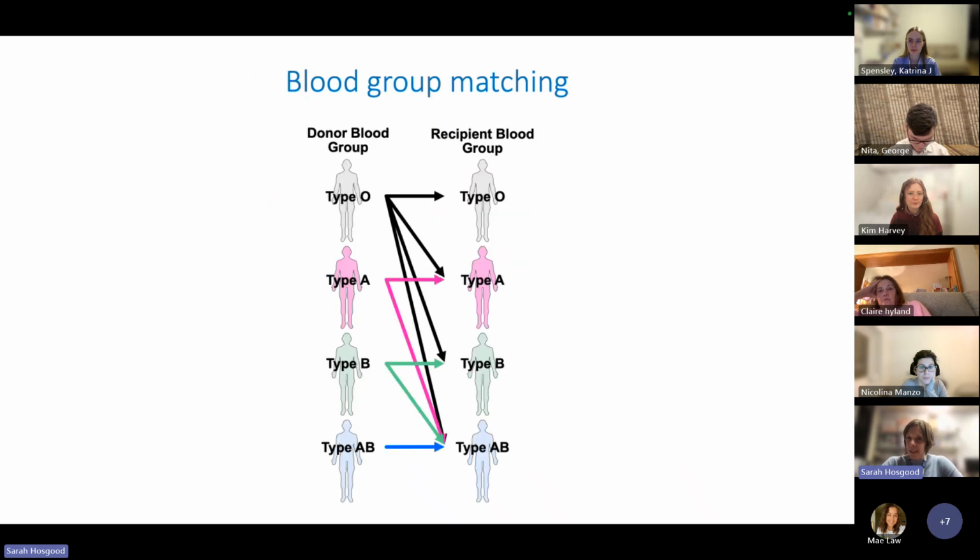What this means in terms of transplantation, if you just focus on the right-hand column, the recipient blood group: if you're a patient needing a kidney transplant and your blood group is type O, you can receive a kidney from a blood group O donor only. But if you're type A, you can receive from a type O and a type A donor. If you're type B, you can receive from O and B. And if you're type AB, you can receive a kidney transplant from any blood group donor.